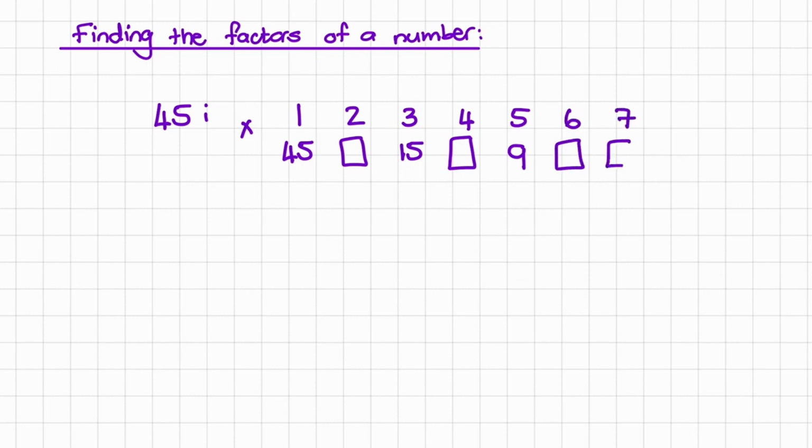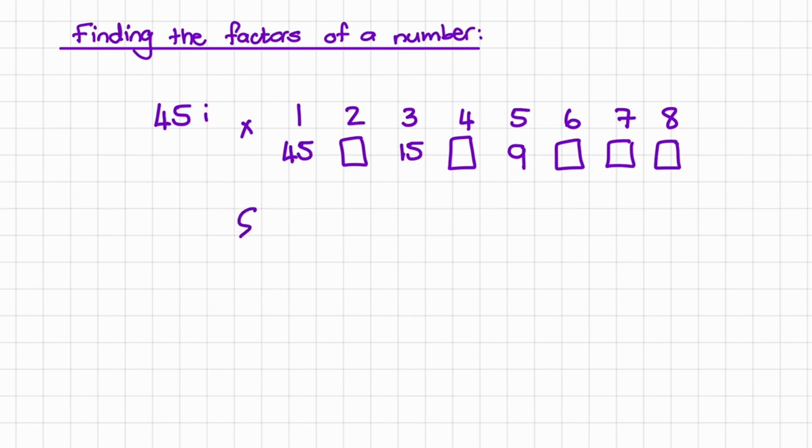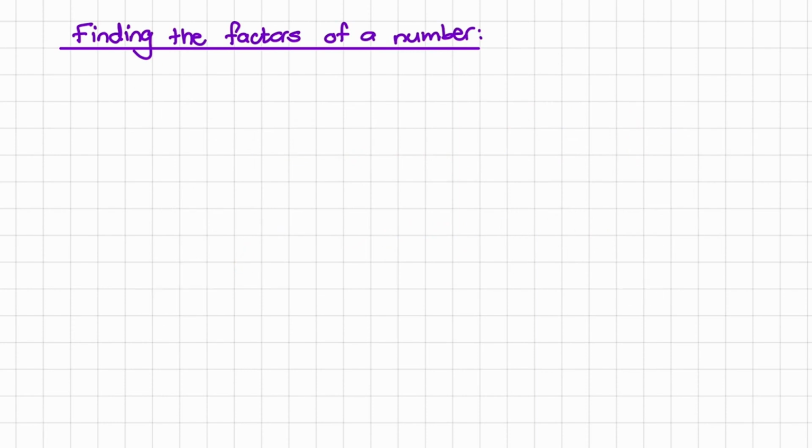And I test 7, and there's no value of 7, and I test 8 and there's no value of 8. Now the reason why I can stop at 8 and I don't have to go on to 9 is because we already have 9 in our answer. So the factors of 45 are 1 and 45, 3 and 15, and 5 and 9. So the way that we present that answer is that the factors of 45 are 1, 3, 5, 9, 15, and 45. Let me show you one more example using this method.